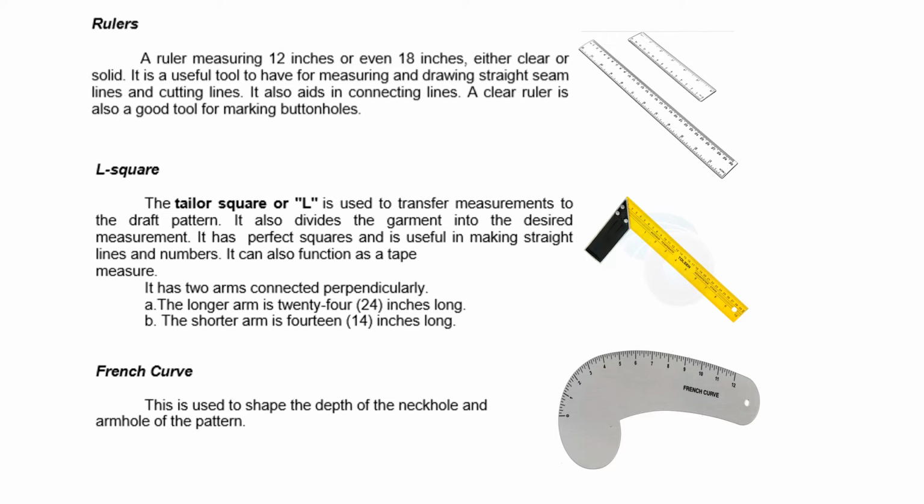Next picture is an L square. The tailor square or L square is used to transfer measurements to the draft pattern. It also divides the garment into the desired measurement. It has perfect squares and is useful in making straight lines and numbers. It can also function as a tape measure. It has two arms connected perpendicularly. A, the longer arm, is 24 inches long, and B, the shorter arm, is 14 inches long.